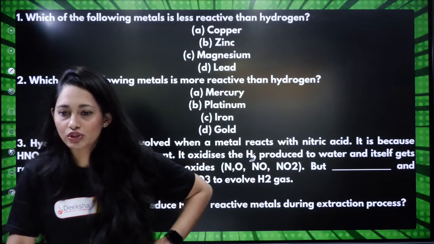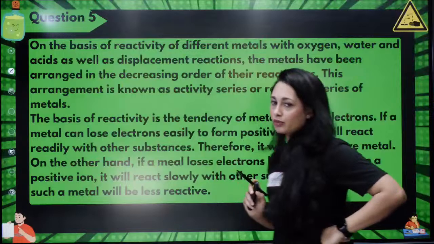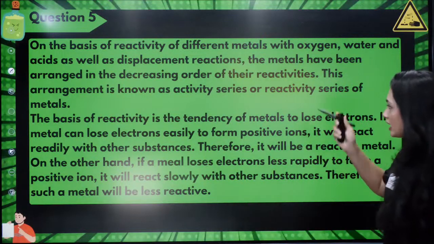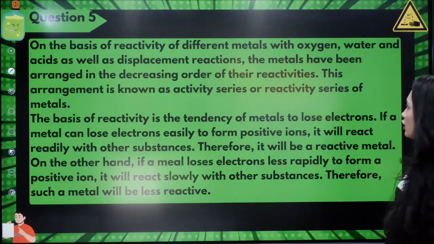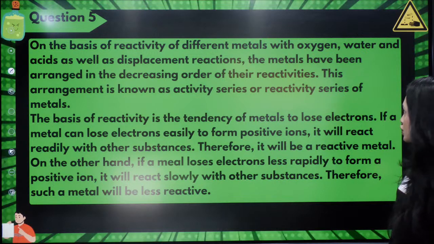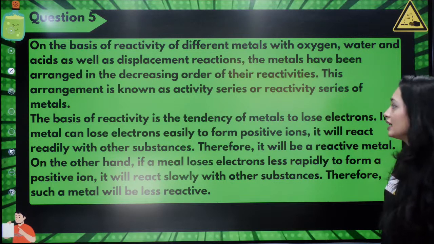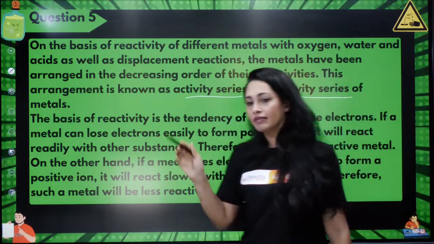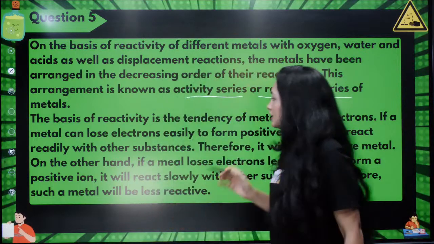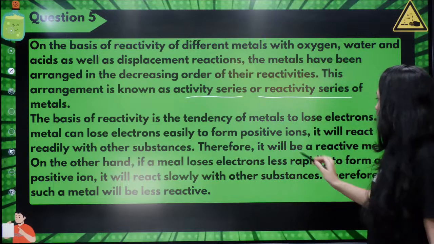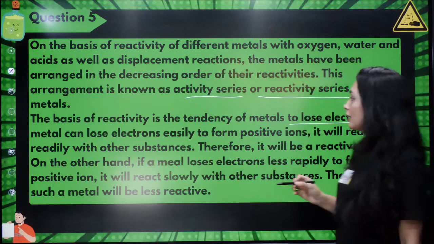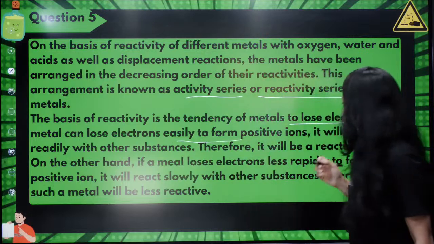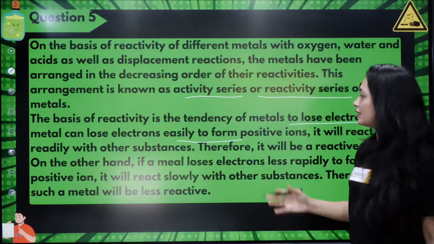Copper, Na2CO3. Okay, let's see the paragraph now. What they have given here: on the basis of reactivity of different metals with oxygen, water and acids as well as displacement reactions, the metals have been arranged in the decreasing order of their reactivities. This arrangement is known as activity series or reactivity series of metals. We know the reactivity series, right? Next, the basis of reactivity is the tendency of metals to lose electrons. If a metal can lose electrons easily to form positive ions, it will react readily with other substances.